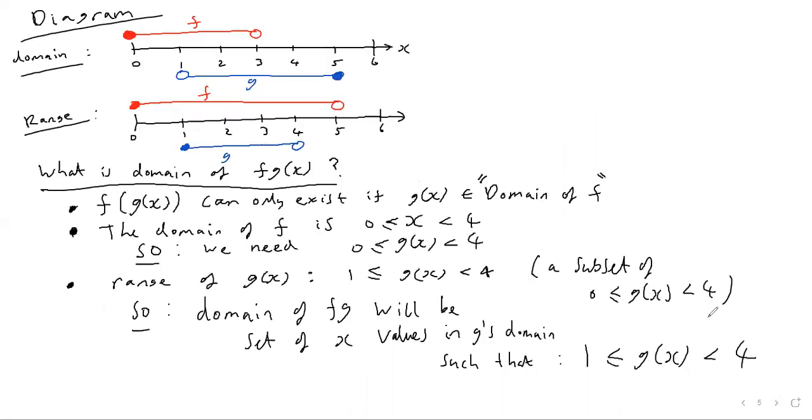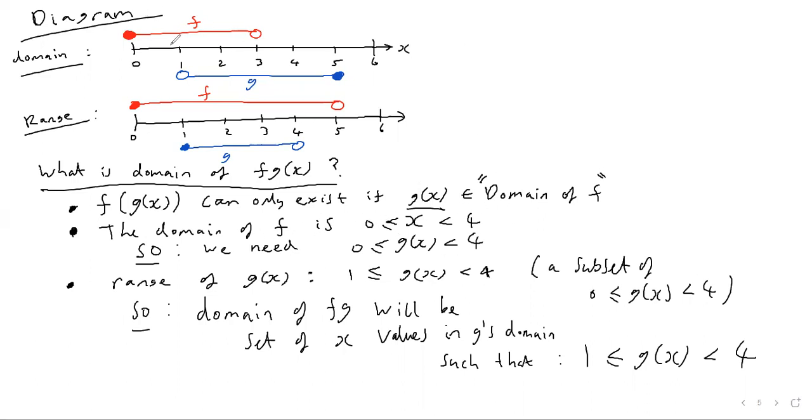Okay, so if we go to a diagrammatic example, let's say you've got a domain for f between 0 and 3, and a domain for g between 1 and 5, and let's say the range of f is from 0 to 5, and the range for g is from 1 to 4. So what is the domain of f of g? Again, f of g of x can only exist if g of x is in f's domain. If g of x is in f's domain, it will exist.